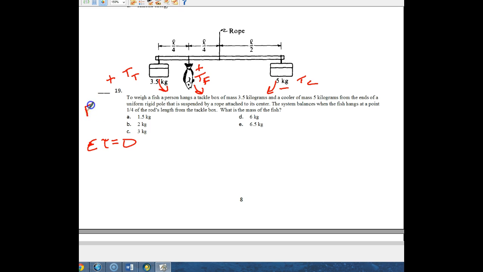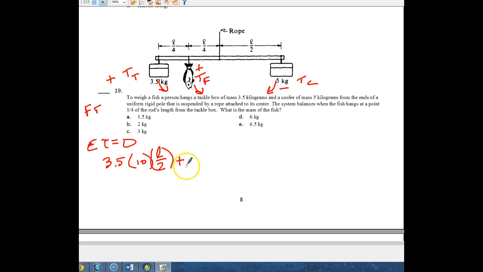Remember, torque is force times the radius, and these are all at 90 degrees to the board itself, so we don't have to worry about the sine of the angle. Let's look at the first one. For our first torque, we have 3.5 kilograms, multiplied by gravity, which is 10, because remember it's a force, which is mass times gravity, and then our radius, which is L over 4 plus L over 4, which is 2L over 4, which is really just L over 2.